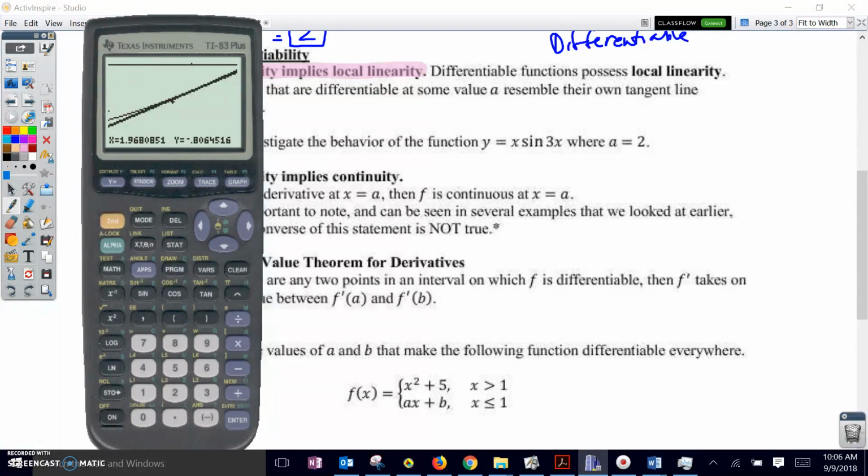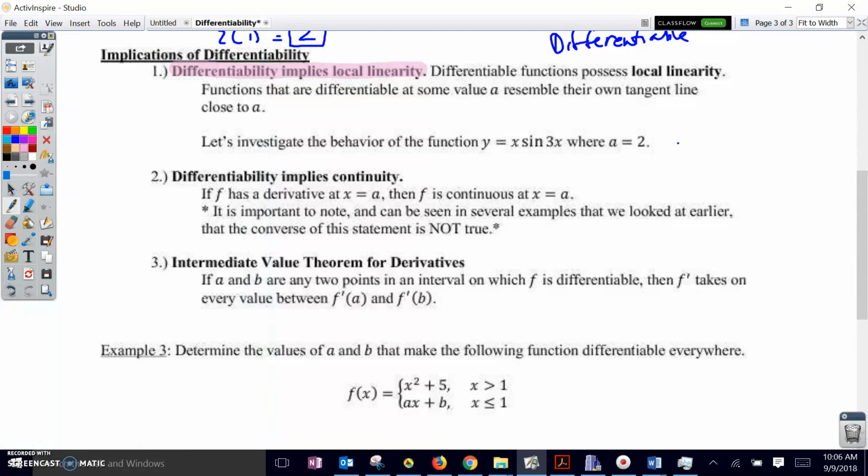Alright, enough about that. Next implication of differentiability is that differentiability implies continuity. So if we know a function has a derivative at x equals a, that means that the function has to be continuous at x equals a. The converse of this is not true. Just because something is continuous doesn't mean it's differentiable.